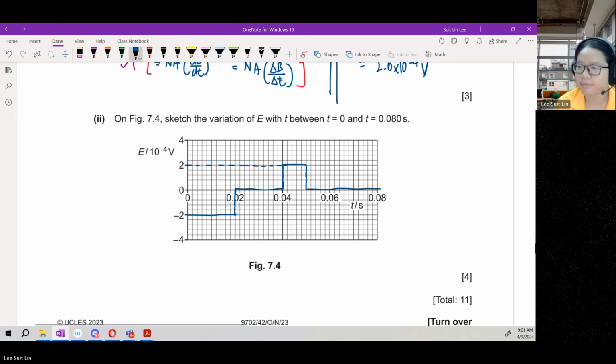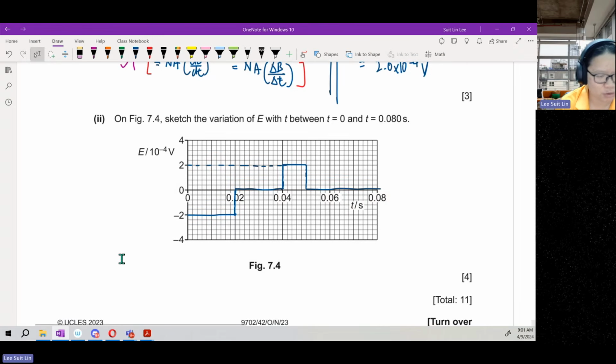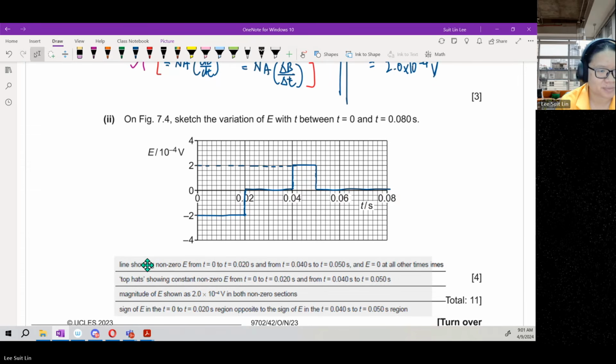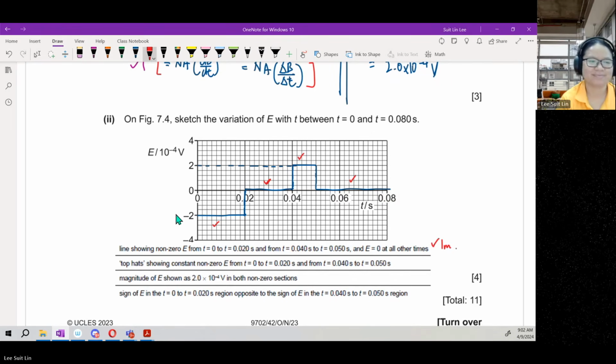Okay. Where are the marks? Why is this 4? I guess because they considered the fact that you need to do a lot of thinking before you can commit to drawing. So the line showing non-zero E from 0.02 to 0.04, so here to here, and here to here, and E equal to 0 at all other times. This is the first mark. They don't care about the value, but it cannot be 0.